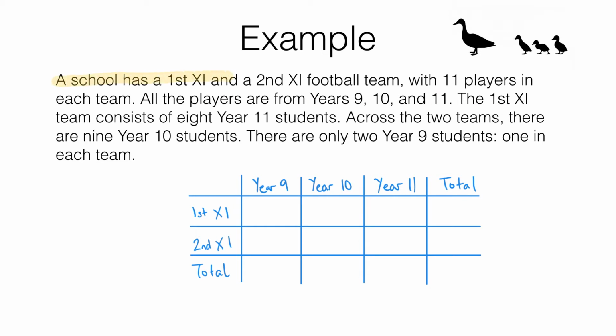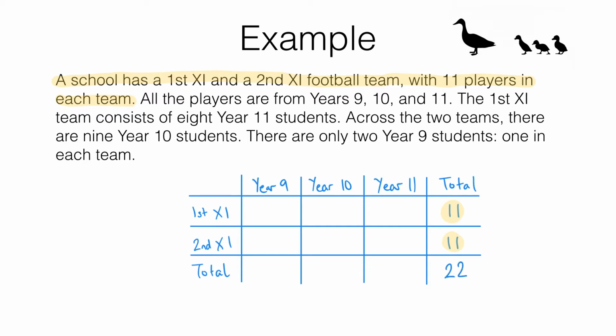A school has a first 11 and a second 11 football team with 11 players in each team. So we know that we need 11 players in the first team in total. So 11 goes in there and 11 goes in there as well. The total number of players in the first team and the second team is 11. Now, we don't yet know how many of the 11 are from each year group for both teams, but we know the totals have to be 11. So the yellow information has allowed us to fill in these two bits of the table. And from that, we can also work out that the total number of students is 22.